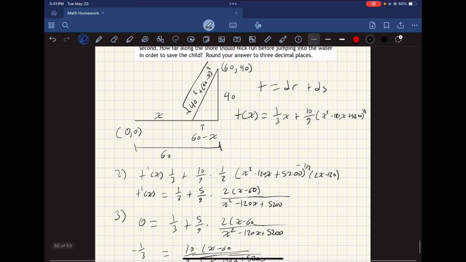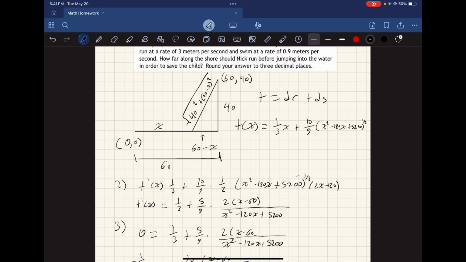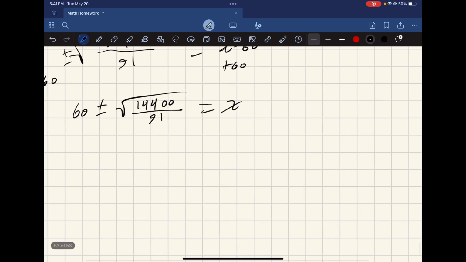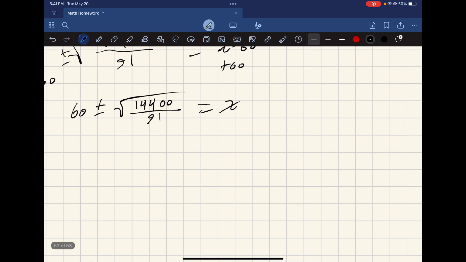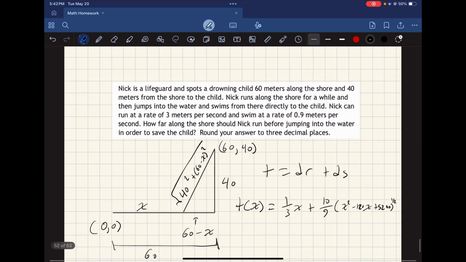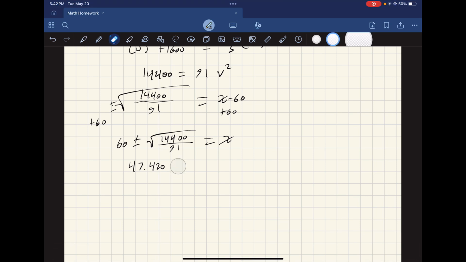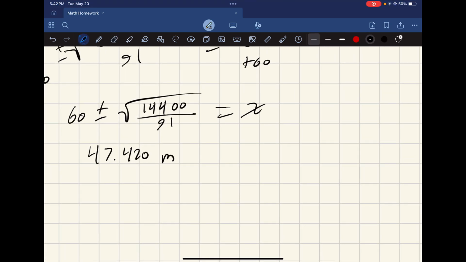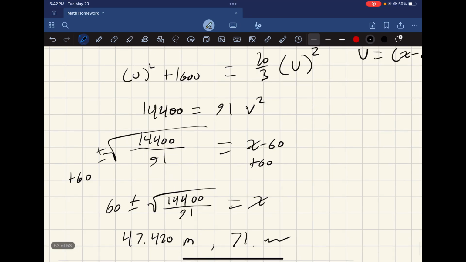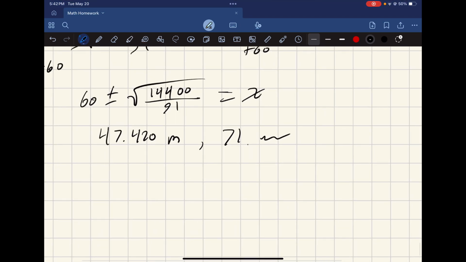And now we have our x, for the distance that he'll be running, and that final solution is this. We need the one that actually works in this equation, and in this case it is 47.420 meters. The other number here was, I believe, 71 something. That number is far too high, since we're only running 60 meters, he can't run 71 meters. So it's going to have to be this 47.420 meters.